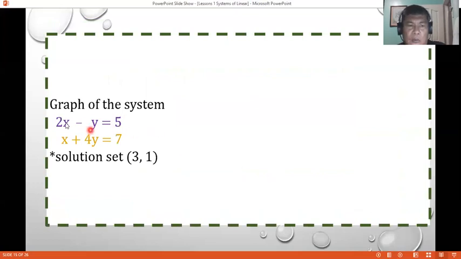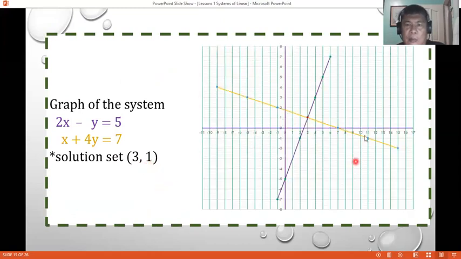Violet yung line na to. Orange or golden orange yung isang line. Common solution nila is 3 and 1. Dito sila mag-intersect. See the graph. Look at it. Ito yung violet. This one. Ito yung orange. This one. Ito yung 3 and positive 1. Point of intersection nila. Okay?